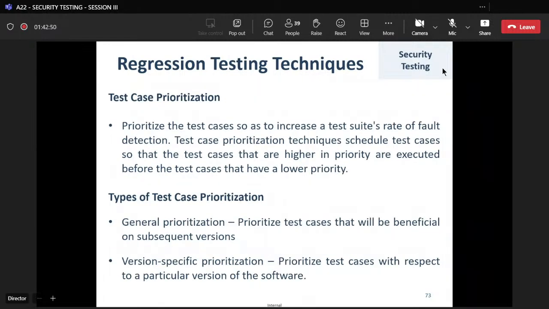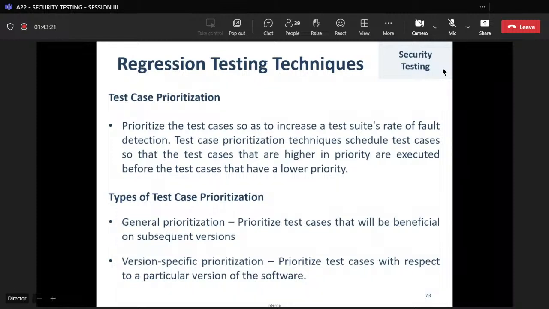Prioritization, again, is to increase the test suite's rate of fault detection. You're going to prioritize based on the business requirement, and only that will be executed. Some of the test cases may not be executed because of lower priority; they will be done in the following cycles, or sometimes even omitted at that particular time. The test cases are done only based on the prioritization.